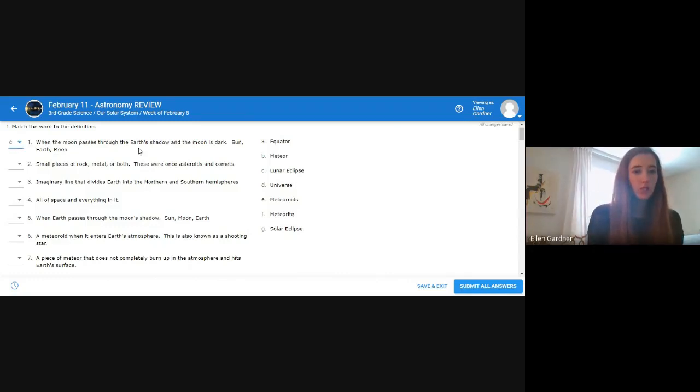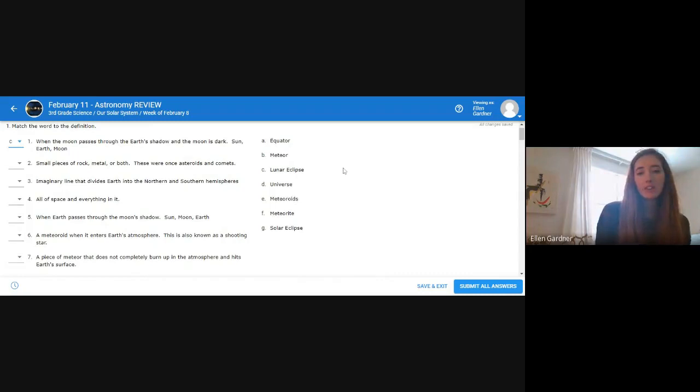Small pieces of rock, metal, or both. These were once asteroids and comets. Anybody know what these are? Okay, so these are kind of the tricky ones: meteor, meteoroid, and meteorite. So I've got actually, as part of the assignment today, a little tip on how to keep these straight. So I want to pull that up for you.